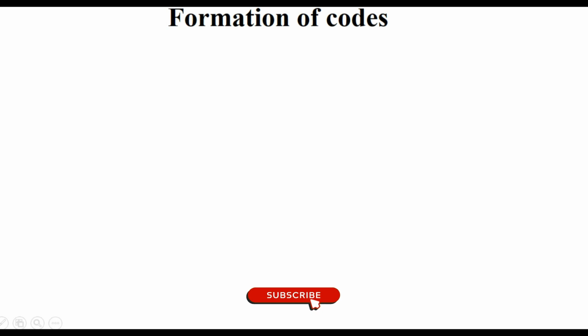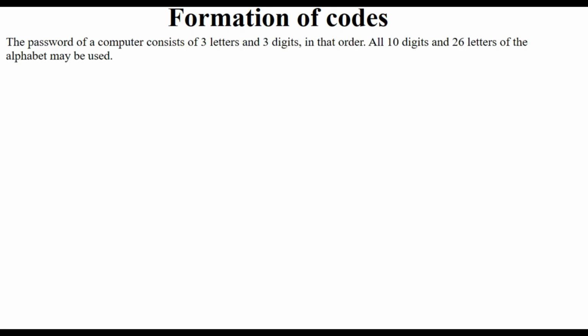Ladies and gentlemen, allow me to take you through the formation of codes under probability. Okay, we'll look at the example and answer the questions that follow. The password of a computer consists of 3 letters and 3 digits, in that order. All 10 digits and 26 letters of the alphabet may be used.